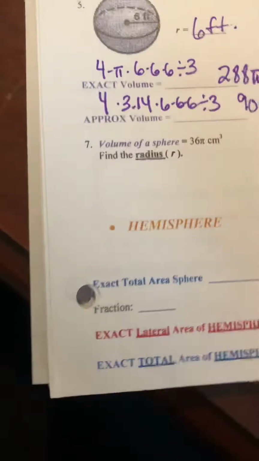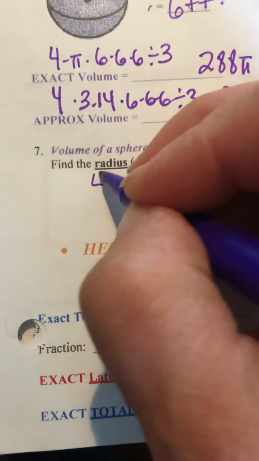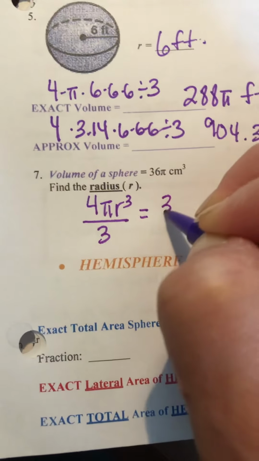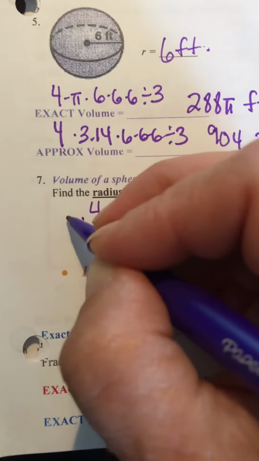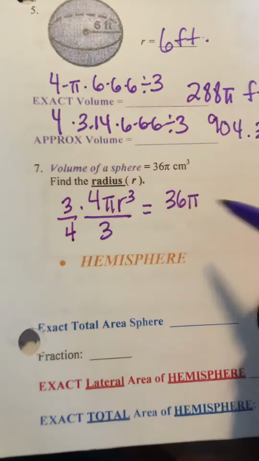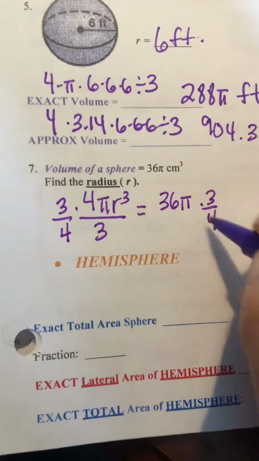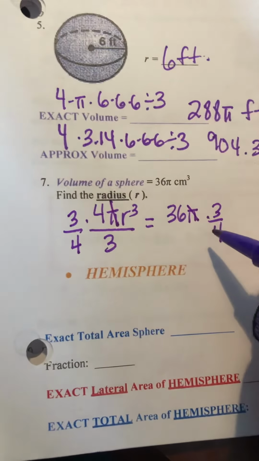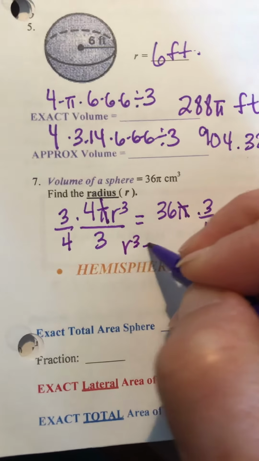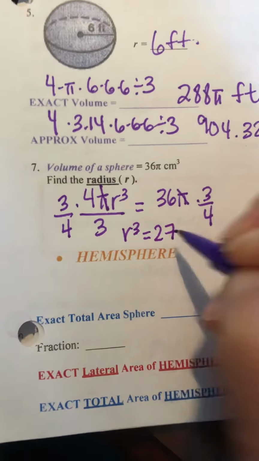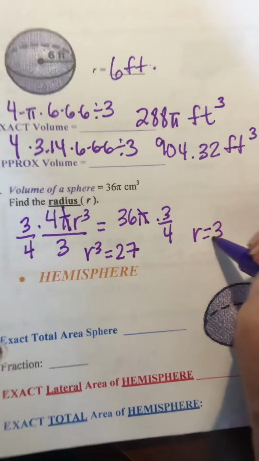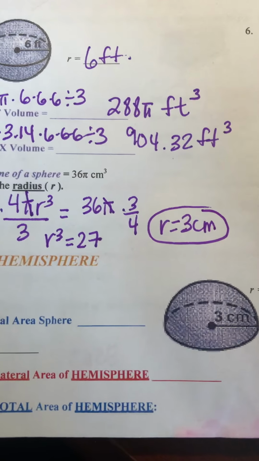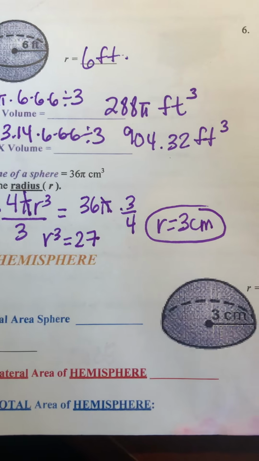These going backwards ones are a little tricky, I won't lie. I'm going to write the formula, 4 pi r cubed divided by 3 equals 36 pi. So you've got to remember a little algebra. If I multiply both sides by 3/4, the pi's will cancel out. If I multiply both sides by the reciprocal, I get r cubed equals 27. So I have to think what number times itself 3 times is 27, and of course that's 3. 3 times 3 times 3 is 27.